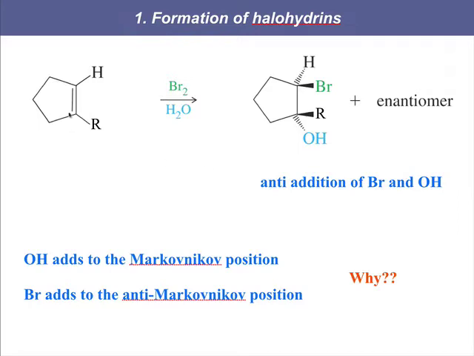Specifically, notice that this double bond is asymmetrical. It's trisubstituted. We've got the ring carbon and an H on our top double bonded carbon, and we've got a ring carbon and another R group on our bottom double bonded carbon. So specifically, look at our product. The OH is on the more substituted carbon, and the Br is on the less substituted carbon. That means that the OH is adding to the Markovnikov position, and the Br is adding to the anti-Markovnikov position. So to understand why this is happening in this way, let's look at the mechanism.